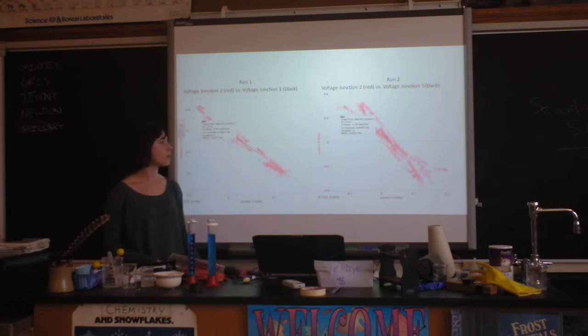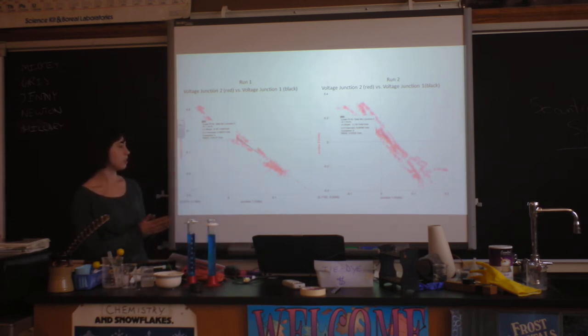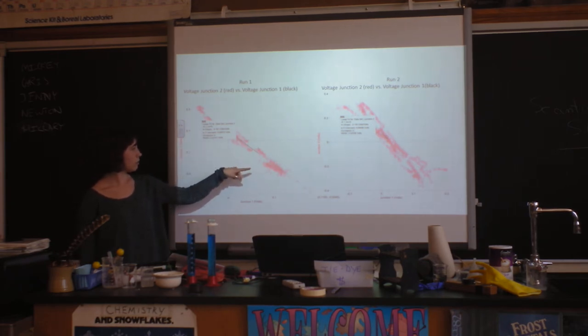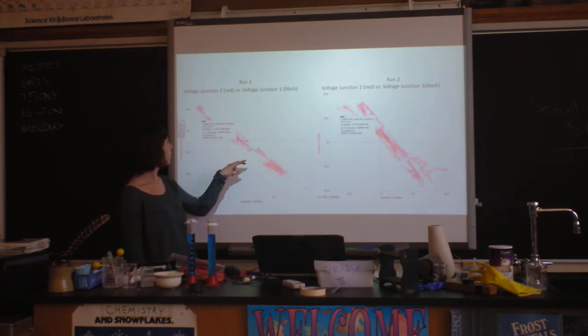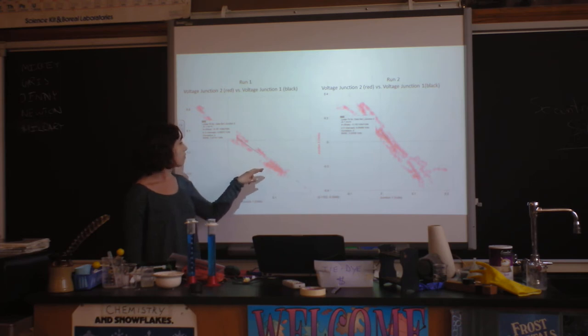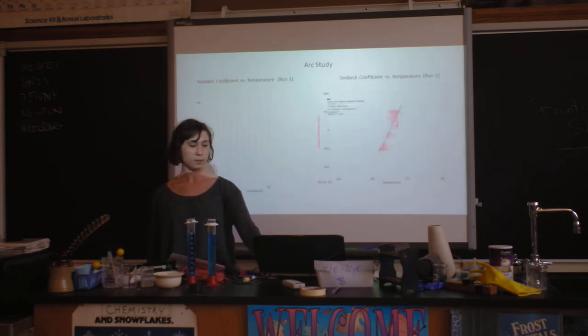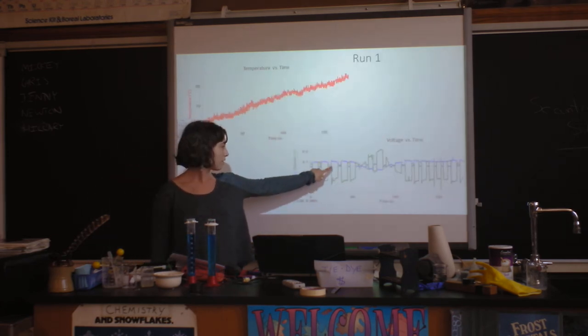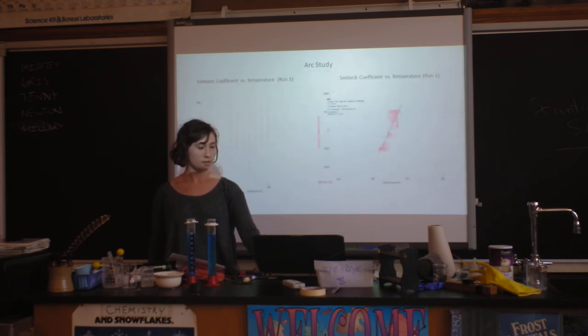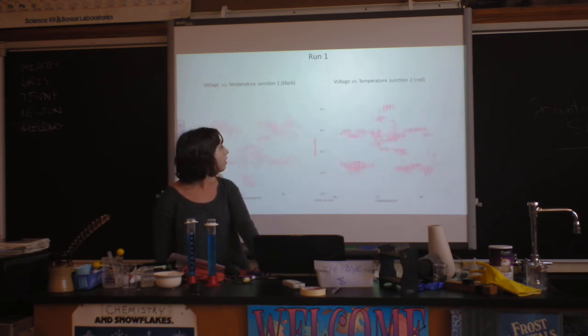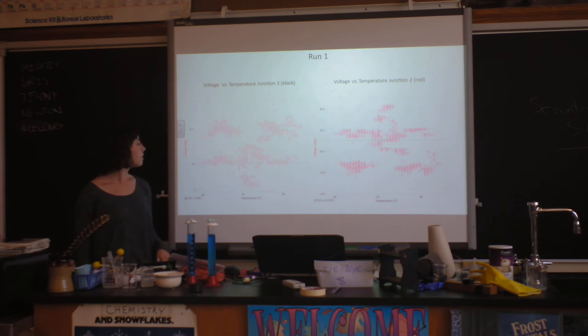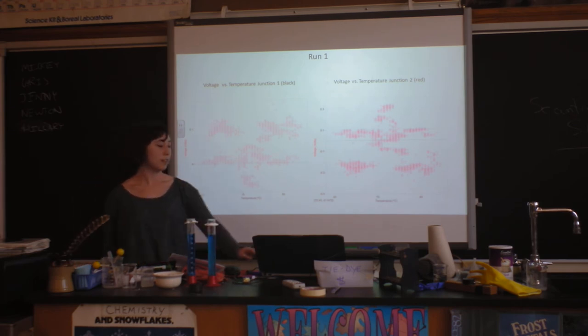Whenever we compared the voltages between the two junctions on the graph, we got a really nice relationship here. We didn't know what that meant, but the slopes are both about -3.1, so that looks like it would be some sort of constant, which may explain why this happens. And then this is voltage versus temperature, which looks a lot like the graphs.